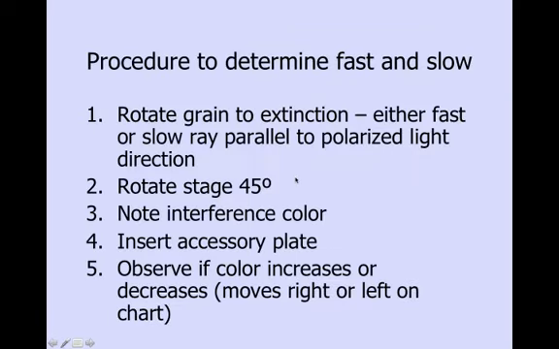So how you do this to determine the fast and the slow directions in your mineral, you rotate the grain until it's extinct, and that means either the fast or the slow ray is parallel to the polarized light direction. You're going to rotate the stage 45 degrees, pay attention to the interference color that you're seeing, and then insert the gypsum plate and notice whether the interference color increases or moves right on the Michel-Levy chart or decreases and moves left on the Michel-Levy chart.